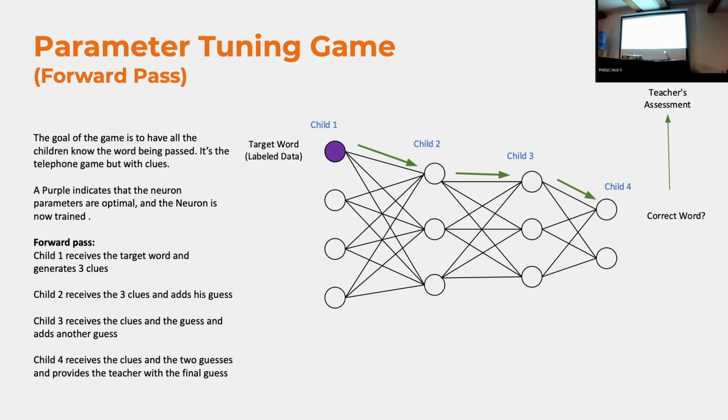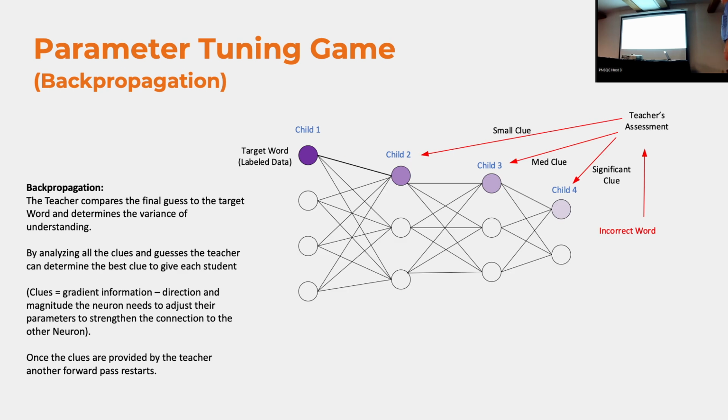He passes the 3 clues and the guess forward. Child 3 looks at it and says, okay, I got 3 clues and a guess, I'm going to guess too. So everybody's guessing. Then he passes all that to child 4. He's got 3 clues, 2 guesses, and he says, this is my final guess. I get the final guess. And so he puts the word out, and is it the correct word? So far, everybody? Okay. It's going to be the incorrect word, right?